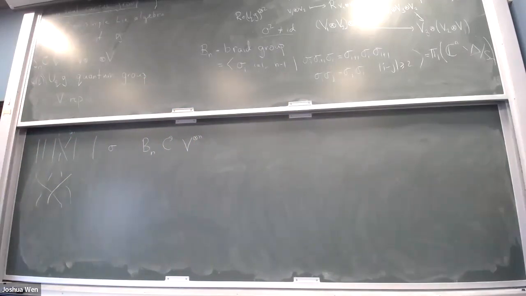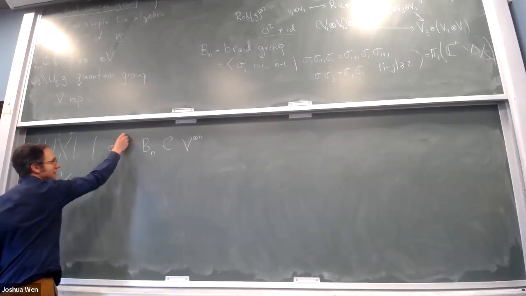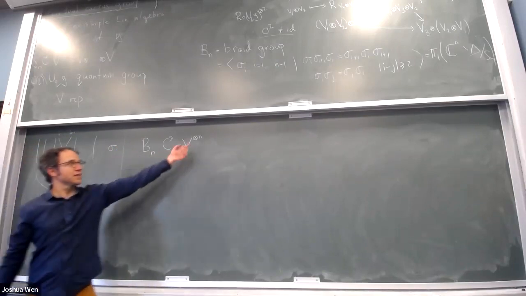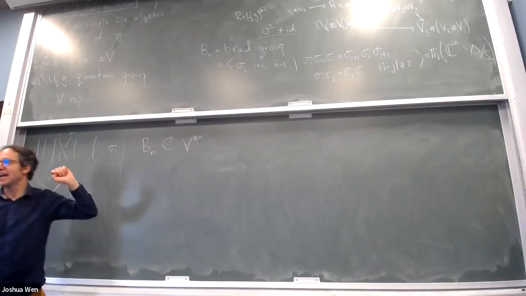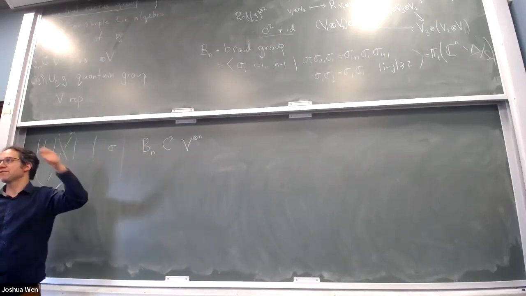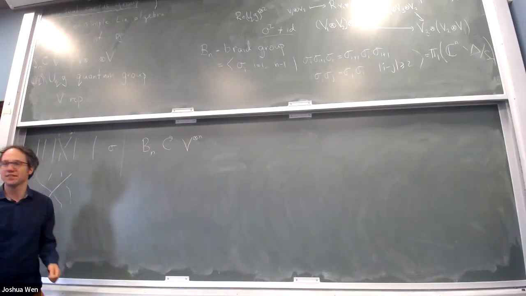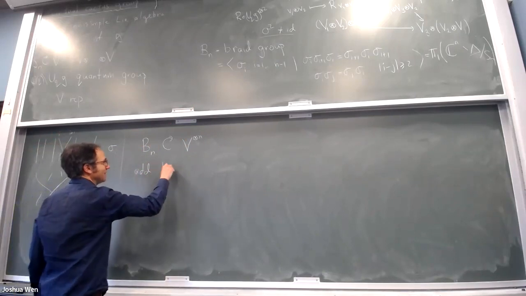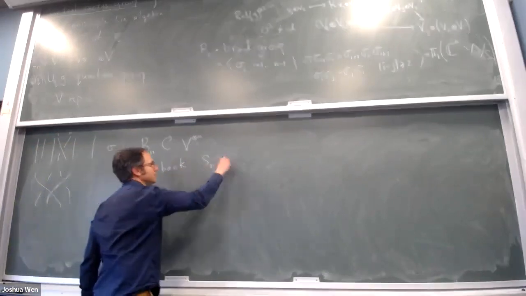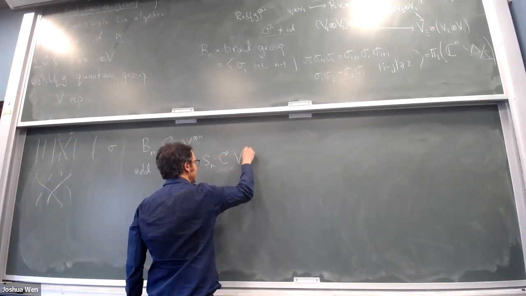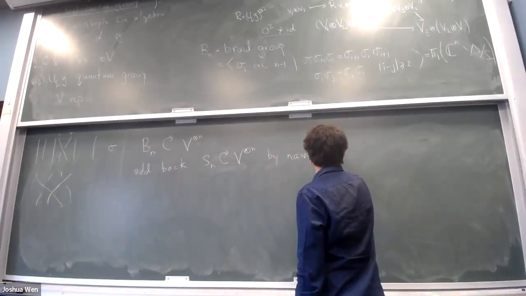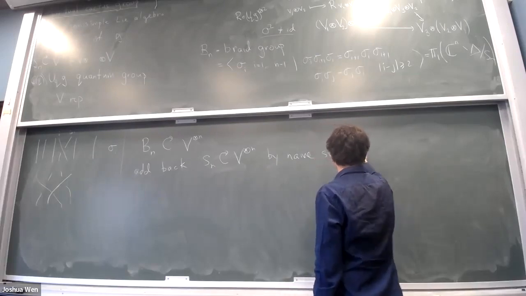Now you can do something that might seem a little silly, but you can consider both this group acting using the braiding, and you could add in this naive switching of tensor factors. So like add back what we just got rid of. So take S_n, acting on V tensor n by naive switching of tensor factors.